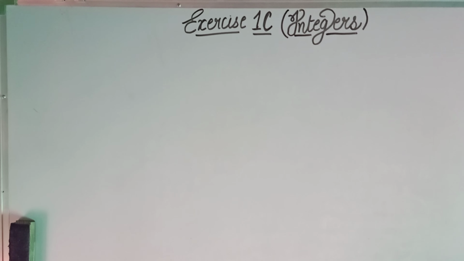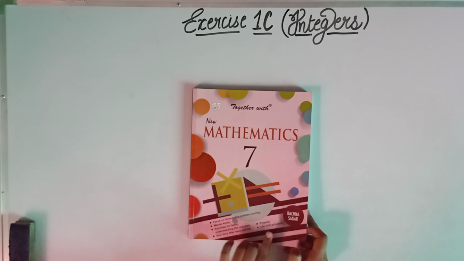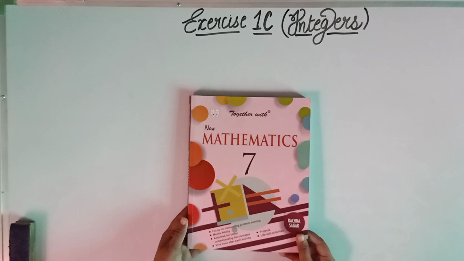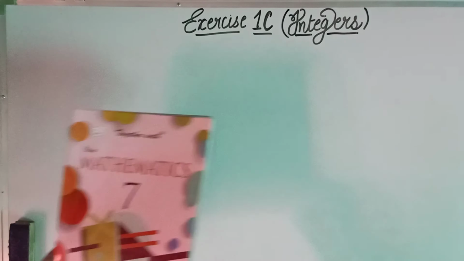Hello everyone. Today we are going to start with exercise 1C, that is in the chapter of integers. We are going to do question number 7, as in the previous video we have uploaded up to question number 6. The book which we are going to prefer is Together with Mathematics, written by Rachna Sagar. If anyone has any kind of doubts from another book, you can also drop them in the comment box.